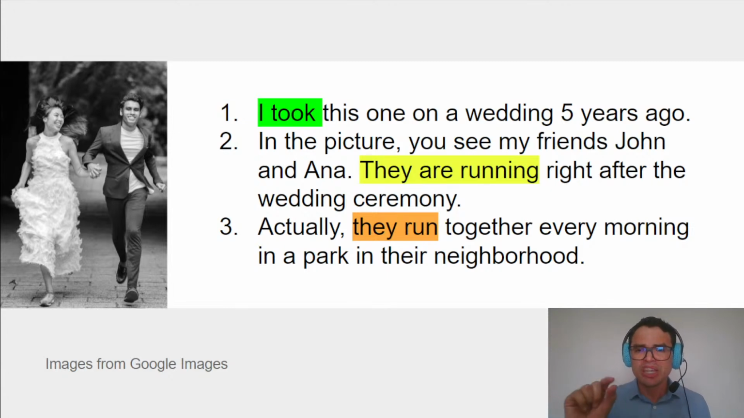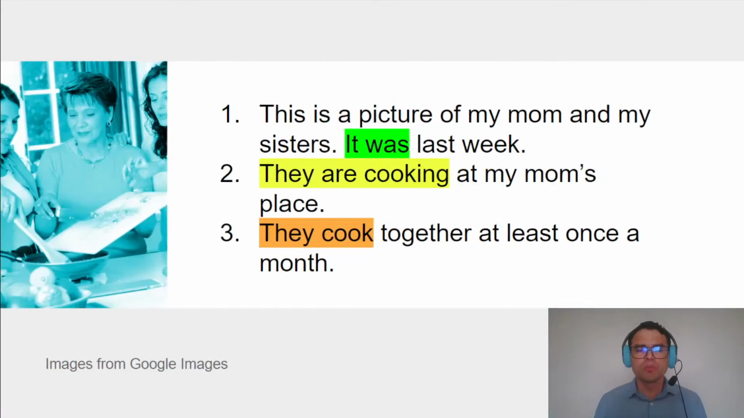Okay? So, yellow, present continuous, subject, verb to be, ing. Orange, simple present, to refer to facts or habits or routines. 2 elements, subject and verb. No ing. Third picture. This is a picture of my mom and my sisters. It was last week. Simple past. It was. Was is the past tense of the verb to be. Correct. It's an irregular verb. That's why you're changing be into was.